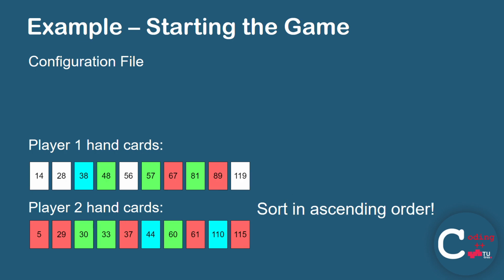So the next step is to sort those cards in ascending order. So imagine you're playing with real cards. You would like to sort the cards in your hand in some kind of order so you can get an overview. And in this case, the cards are sorted in ascending order by the numbers.